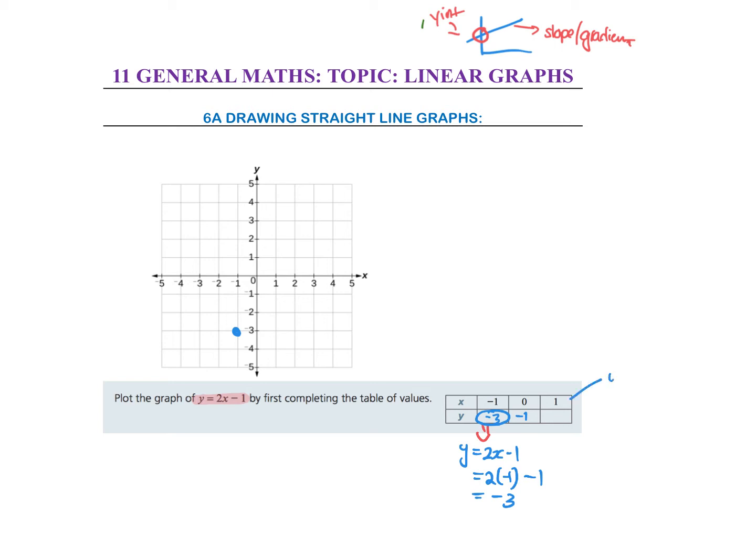And this last one, if this is the formula, when x is 1, y is going to be 1. So we can plot those points in. When x is 0, y is -1. When x is 1, y is 1. And you can see that if you get your ruler out, those points will all line up on a straight line. And there you go. You can draw your equation.